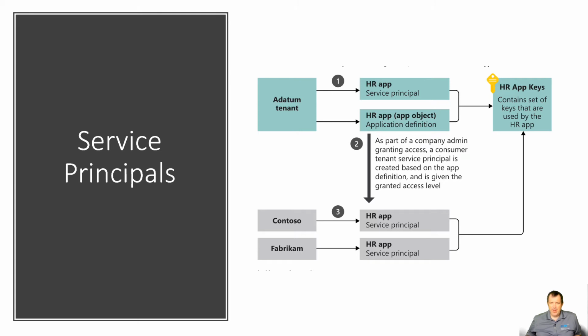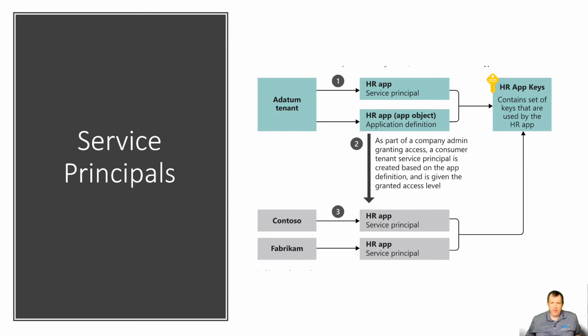of that app. So step one here, in the process of creating the application and service principals, these objects get created in the ADatum tenant. So that's in their Azure Active Directory. When Contoso and Fabricam administrators complete consent, what happens is a service principal object gets created in their company's AAD tenants and then assign the permissions that the administrator granted.